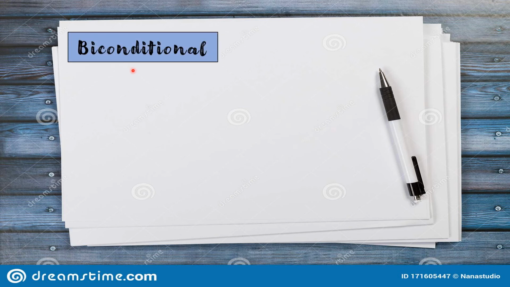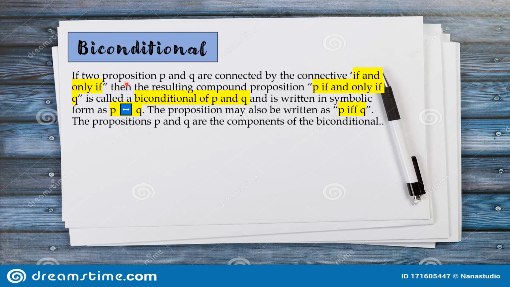Let us have biconditional. If two propositions P and Q are connected by the connective if and only if, then the resulting compound proposition P if and only if Q is called a biconditional of P and Q, and it is written in symbolic form as P if and only if Q. The proposition may also be written in this way. The propositions P and Q are the components of the biconditional.